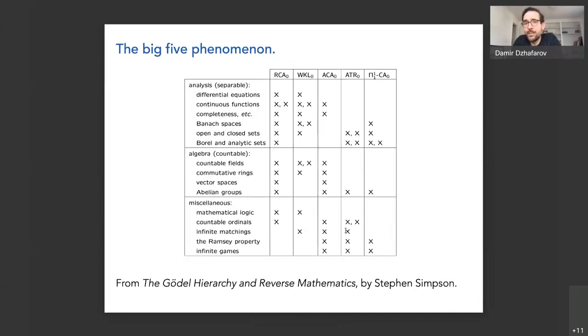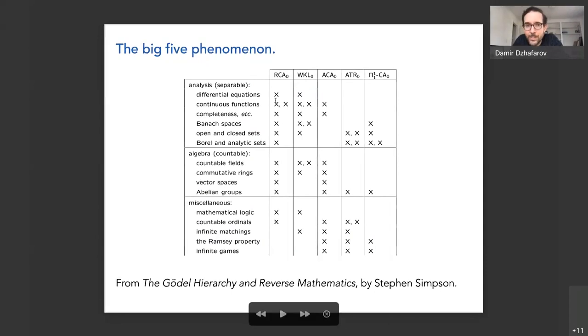This is the Big Five phenomenon: if you look at the vast majority of theorems of mathematics, miniaturized, either they are provable in RCA₀, or they are equivalent to one of these other four systems. This is just a little slide from a paper by Steve Simpson, who was one of the main developers and promulgators of reverse mathematics. The subject as a whole started with work of Harvey Friedman, but was really developed by Simpson and his students, including Alberto.